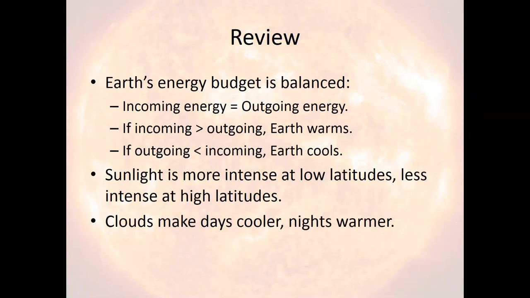And then the Earth has a balanced energy budget. Incoming equals outgoing. If the Earth ends up receiving more energy than it's releasing, it warms. If it receives less energy than it's releasing, it cools. Sunlight is more intense at low latitudes, less intense at high latitudes. And then clouds make days cooler and nights warmer.